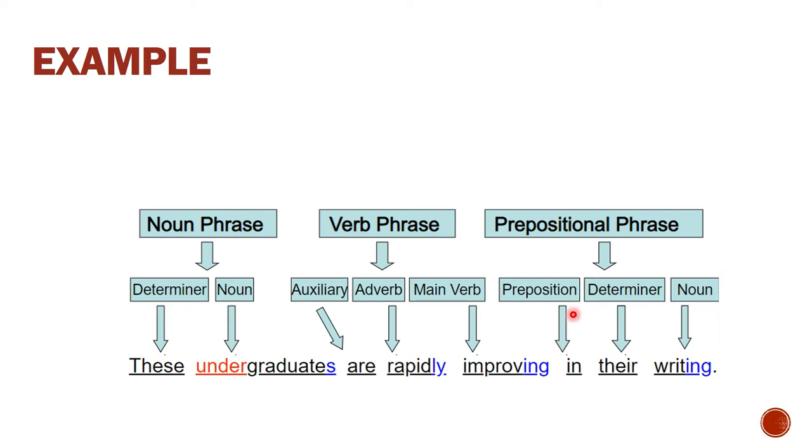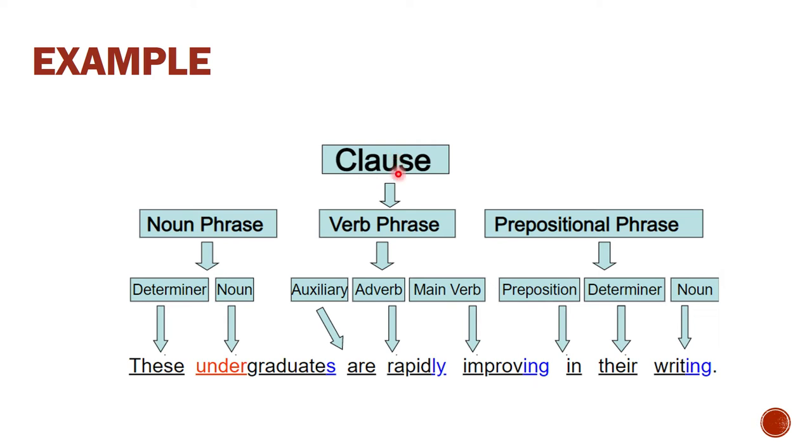You see, the more we go higher, the more words are joined together. Initially we were looking at each word and trying to separate it and get the morphemes. Then we joined these morphemes and got one word. Then from the combination of words, we went to the phrase. Then from phrase, we get to know that this is all of it: these undergraduates are rapidly improving in their writing.